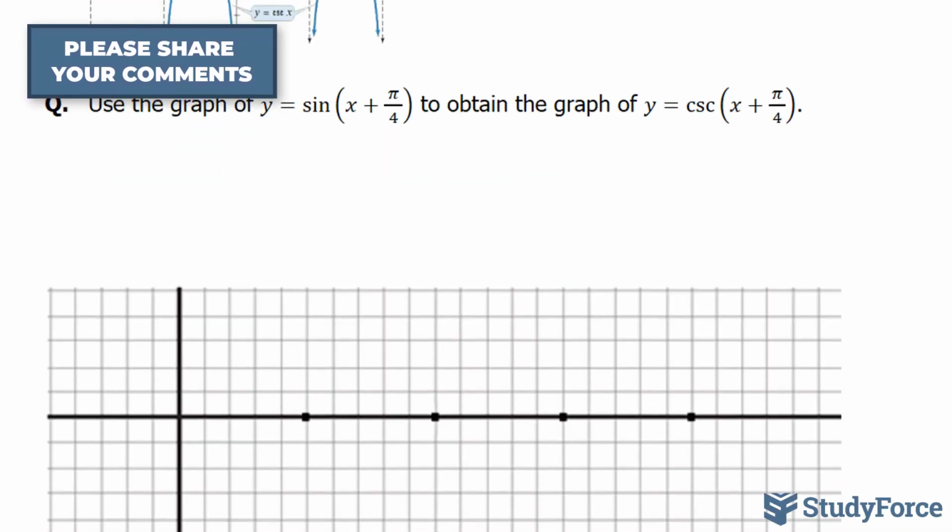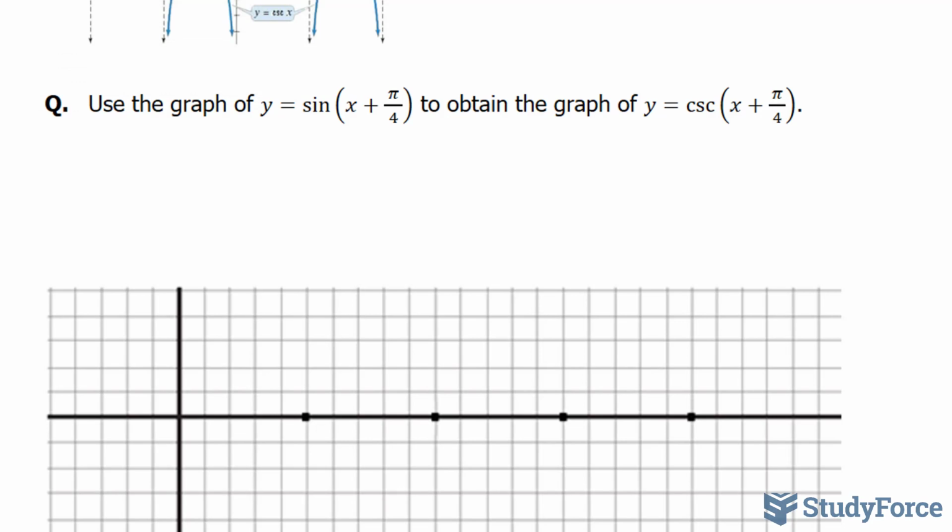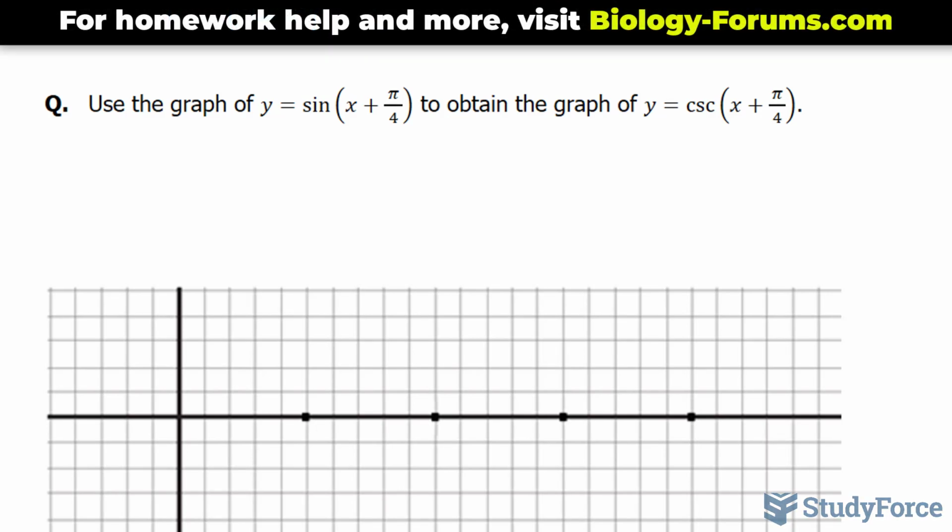So in this particular example, what we will do is use the graph of y is equal to sine of x plus pi over 4 to obtain the graph of y is equal to cosecant of x plus pi over 4. And this is how you always do it. You have to find out what it looks like as sine, and then keep in mind the asymptotes and the characteristics of cosecant when creating the sketch. So let's start by graphing sine of x plus pi over 4.